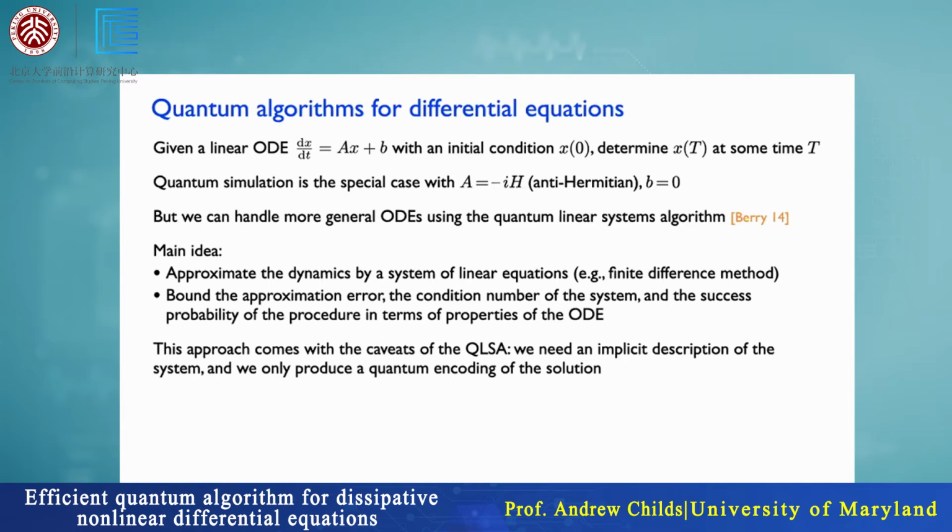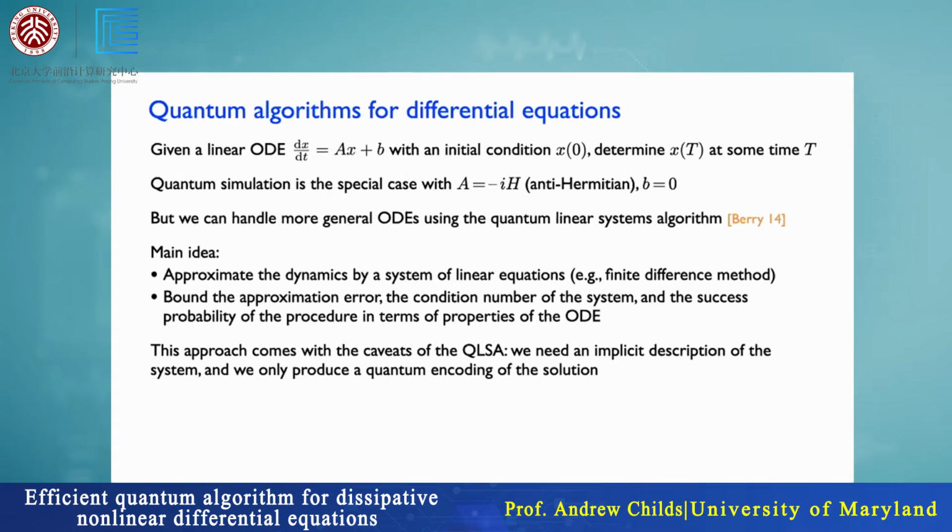So of course, I've emphasized this several times, but these caveats are important, so I'll emphasize again that this approach is going to come with the same kind of caveats as the original quantum linear systems algorithm, namely that we need to have a sufficient implicit description of the system. So we need something like, for example, a sparse matrix representation of A, the ability to prepare a quantum state proportional to the vector B, etc. And also, we will only produce a quantum encoding of the solution. We will not produce an explicit description of the solution. So you have to figure out how to make use of such a quantum encoding. But at the same time, you're doing something much faster than you would have any hope of doing with a classical algorithm. So the hope is that that's going to be useful for some applications.